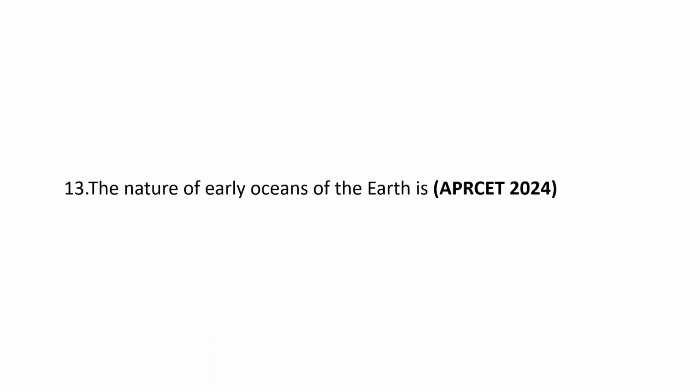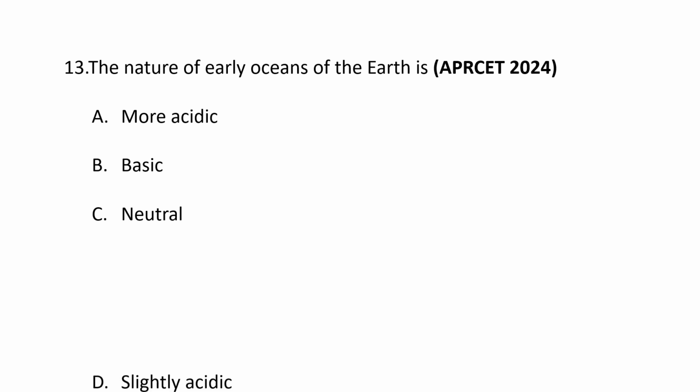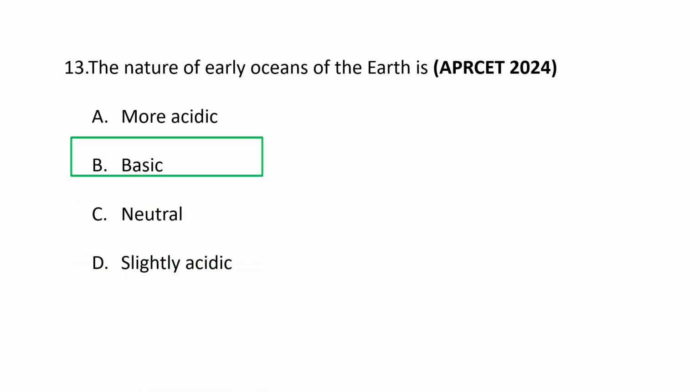Next question. The nature of the early oceans of the Earth is A. More acidic, B. Basic, C. Neutral, and D. Slightly acidic. The nature of the early oceans of the Earth is more acidic. The early oceans were likely more acidic than they are today, with early estimates suggesting a pH between 6 and 7.5. This initial acidity was due to high levels of carbon dioxide in the atmosphere. The ocean's pH gradually rose as silicate weathering increased and stabilized over geologic time. So the nature of early oceans of the Earth is more acidic. A is the correct option.